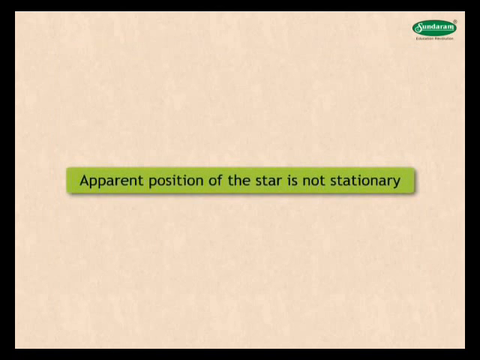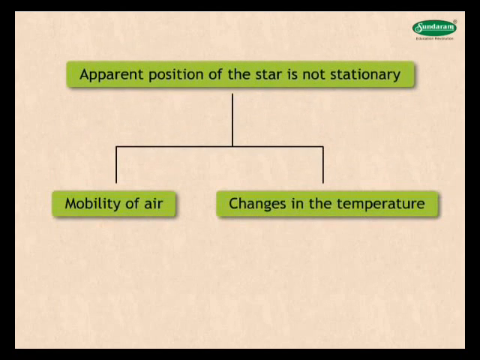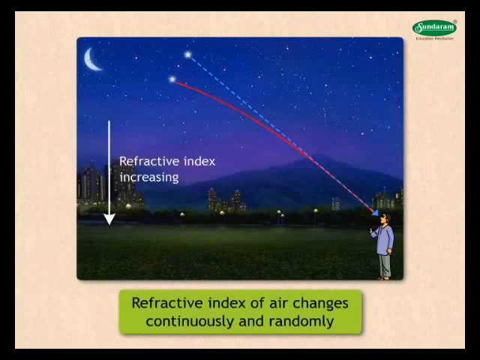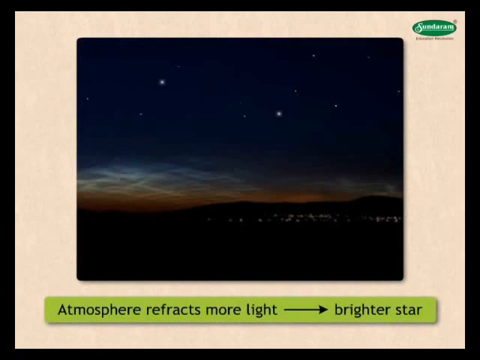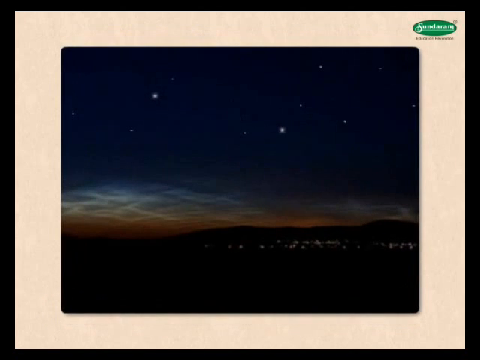Also, this apparent position of the star is not stationary but changes slightly, because of the mobility of air and changes in temperature; the atmosphere is not steady. Hence, the refractive index of air in the given region goes on changing continuously and randomly. When the atmosphere refracts more light towards us, the star is seen bright. When the atmosphere refracts less light towards us, the star is seen dim. Thus, due to change in refractive index of the atmosphere, stars appear twinkling at night.